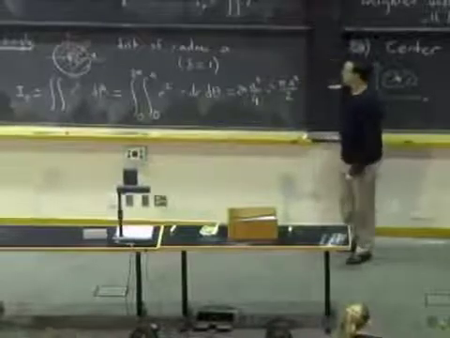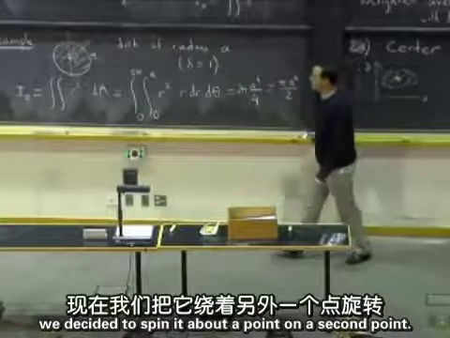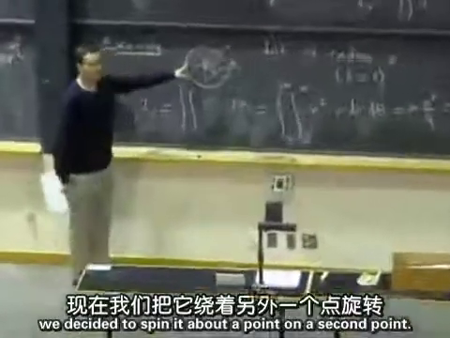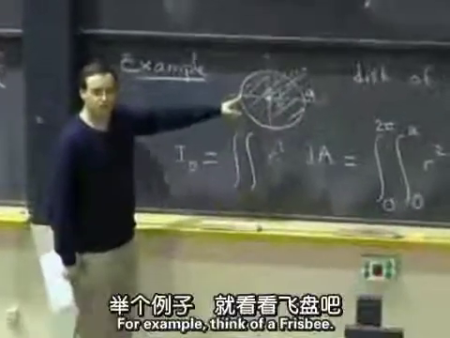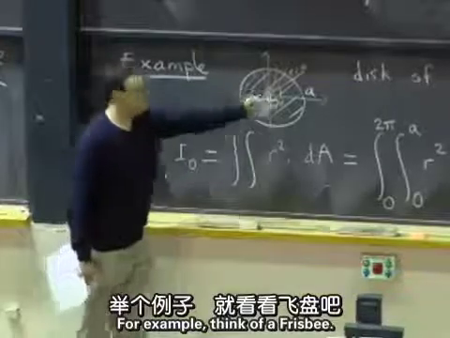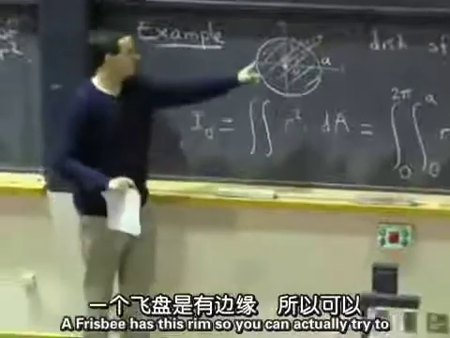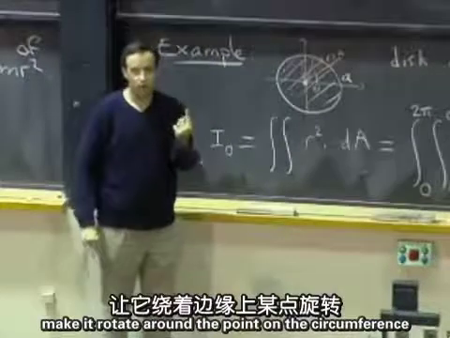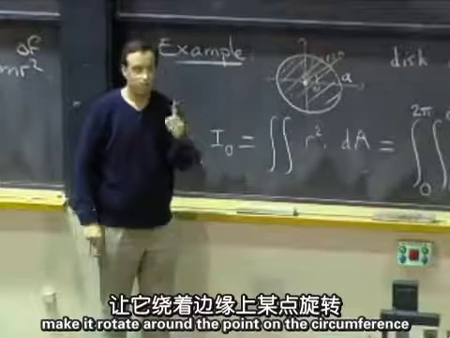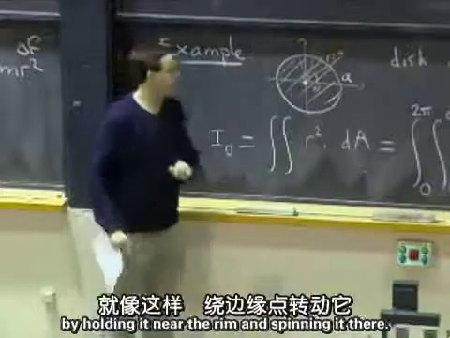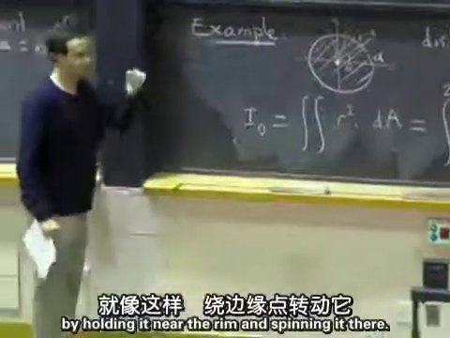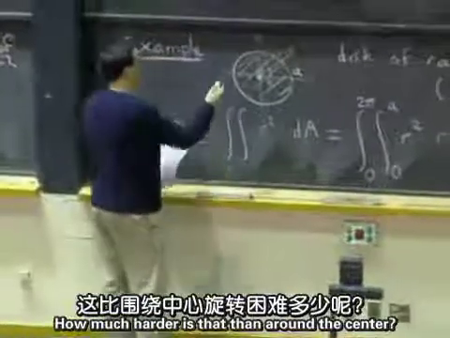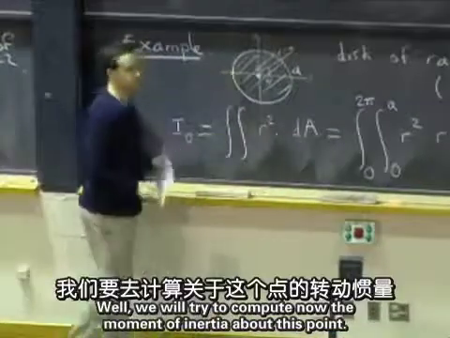Now, what about, instead of spinning it about the center, we decide actually to spin it about a point on the circumference. So, for example, think of a frisbee. It has this rim, and so you can actually try to make it rotate around a point on the circumference by holding it near the rim and spinning it there. How much harder is that than around the center? Well, we'll try to compute now the moment of inertia about this point.